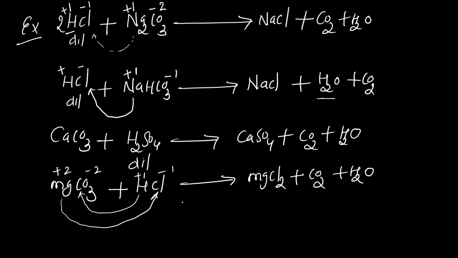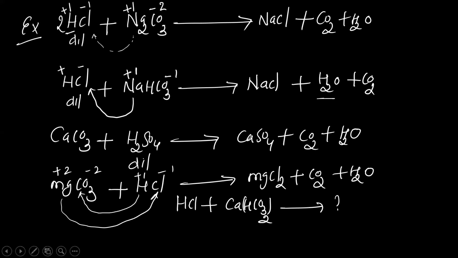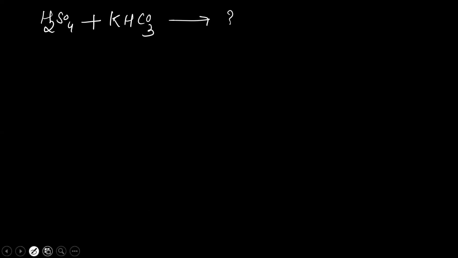Clear, everyone? I'll give you some examples to practice. HCl reacts with calcium bicarbonate. What will be the product? Write the product. Similarly, H2SO4 acid reacts with potassium bicarbonate, KHCO3. What will be the product? So please practice after the class. Next, we can write the detection.